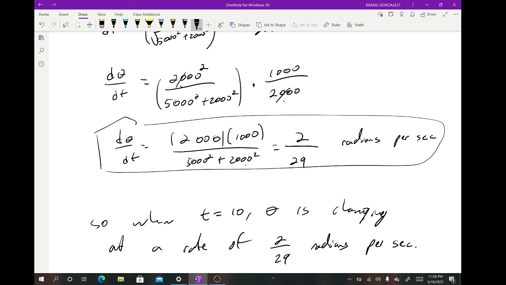This concludes this lecture on related rates. Related rates, it's not an easy concept. It's probably one of the two most difficult parts of Calculus 1 for students.